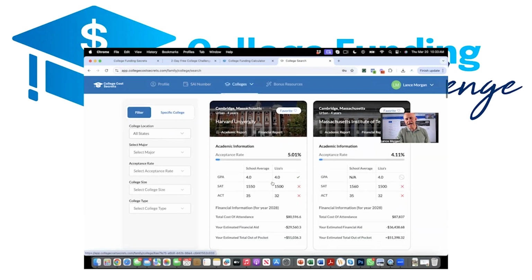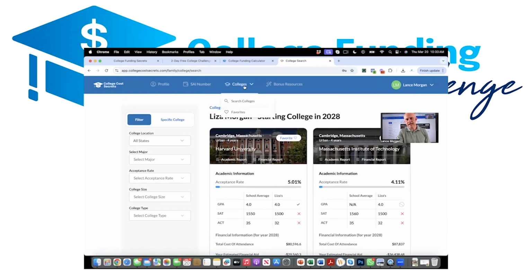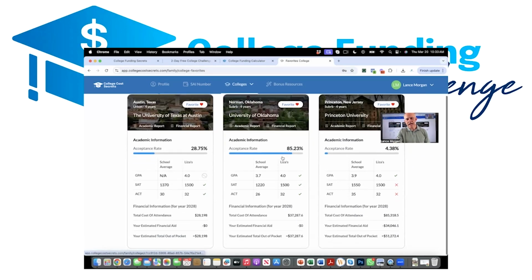Now, I click on my colleges and I look at my favorites, let's say. And sure enough, the only school that I'm going to get a little free money from is a top tier Ivy League type school. No free money from the state school, no free money from the out-of-state schools. My income is too high. My assets are too high.